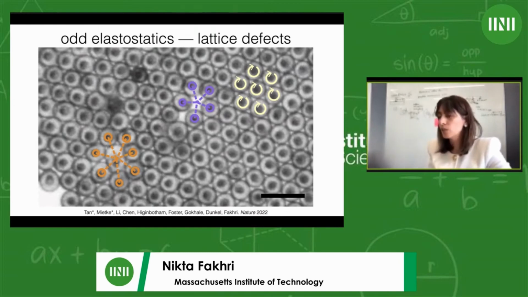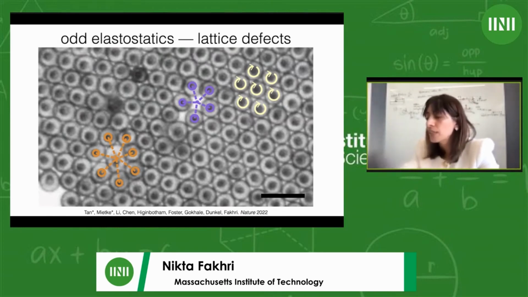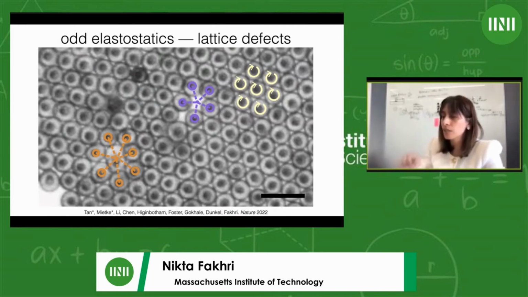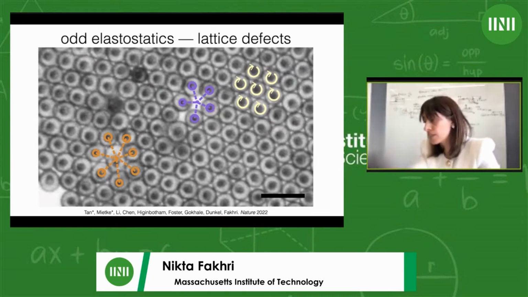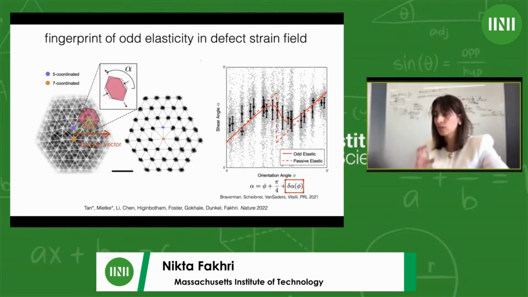So what we did is we started looking into elastostatics by taking advantage of the fact that this system can have lattice defects. These are examples of the defects you get in the system. You can have a misaligned embryo, sitting on its side, which introduces a 7-fold coordination defect. You can also have instances where an embryo is departing or missing, and that's a 5-fold coordinated vacancy defect. You can also have edge dislocations, which are bound pairs of 5- and 7-fold coordinated embryos.